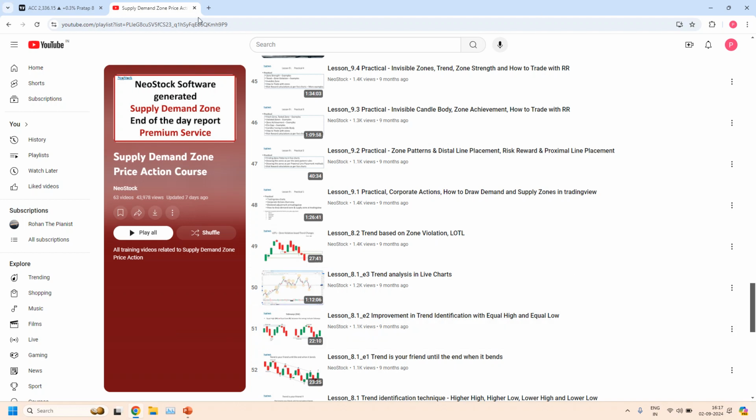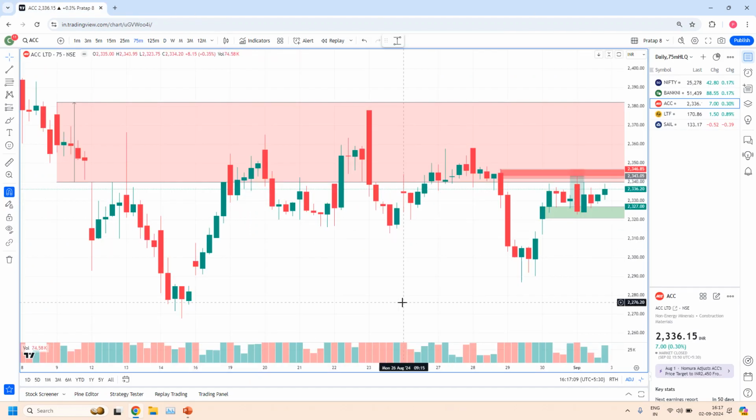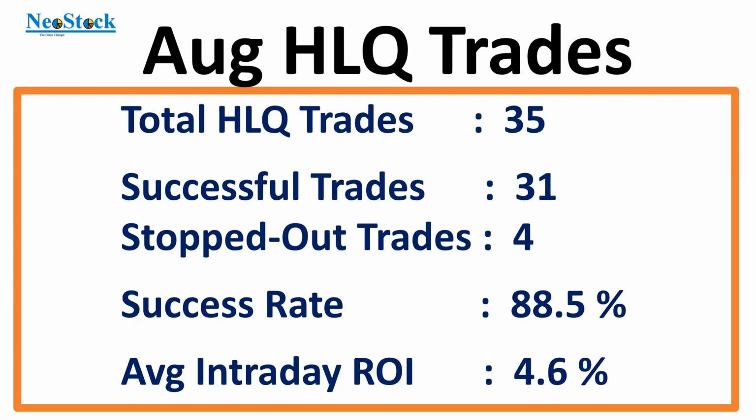Now let's get into the analysis discussion. Even before the analysis discussion, let's quickly summarize the statistics of the August month HLQ trades. In August, a total of 35 trades were executed. Whatever HLQ zones our software has provided, from all those HLQ zones, 35 trades were executed in the month of August. Out of these 35, 31 are successful. Only 4 trades are stopped out.